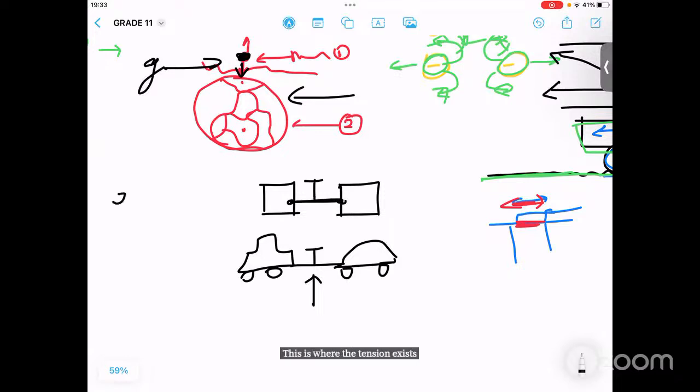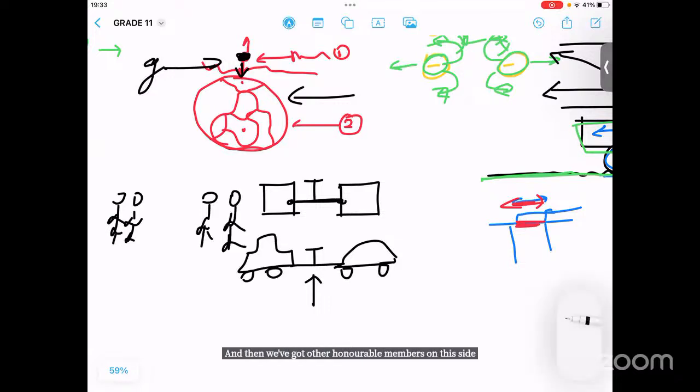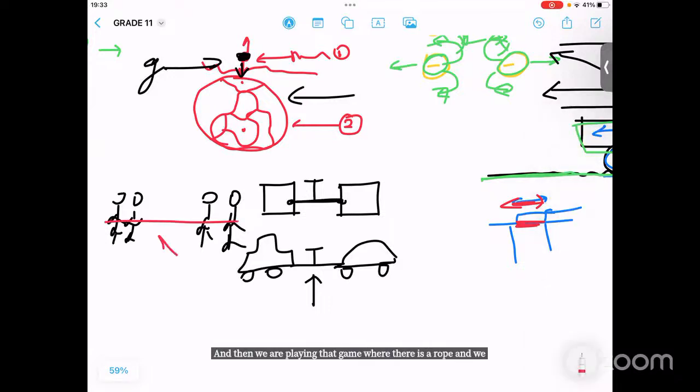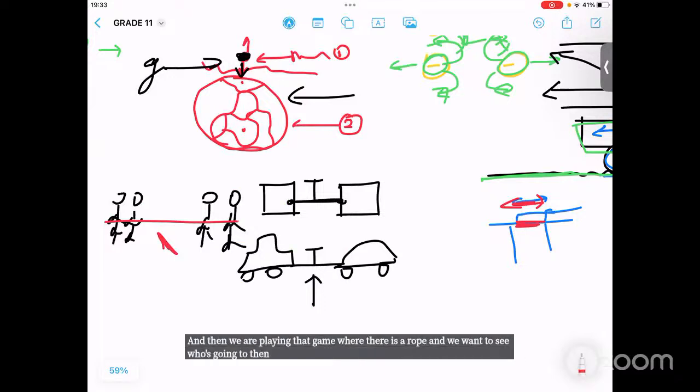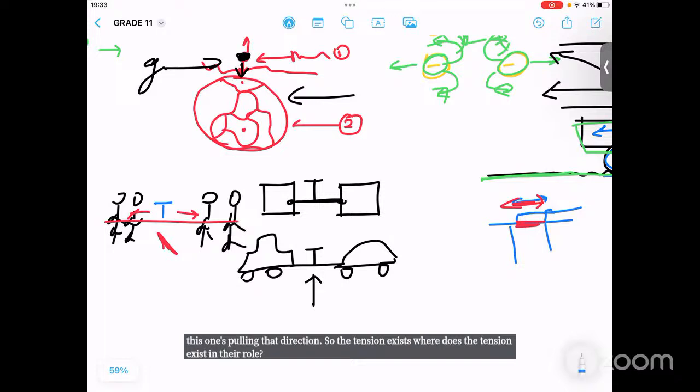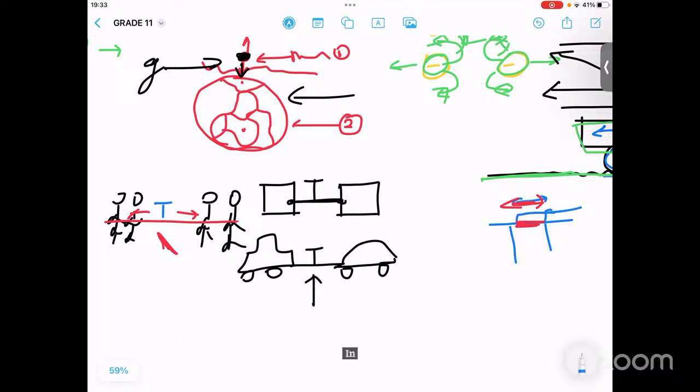So you know that game where you have many of your friends on this side, and other honorable members on this side, and we are playing that game where there is a rope and we want to see who's going to cross this line, as this one pulls in that direction and that one pulls in that direction. So the tension exists. Where does the tension exist? In the rope, in a sense that this rope is experiencing a pull in that direction, and again another pull in that direction. That's where the tension is.